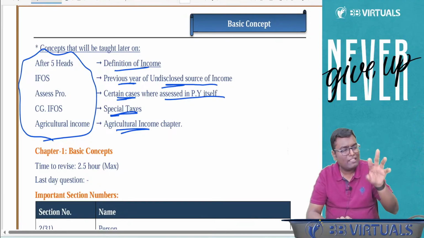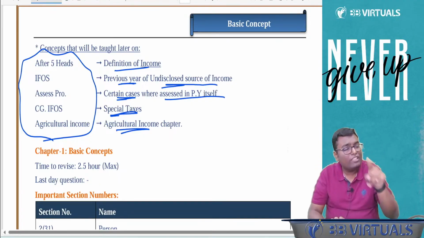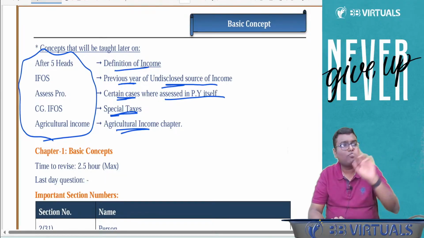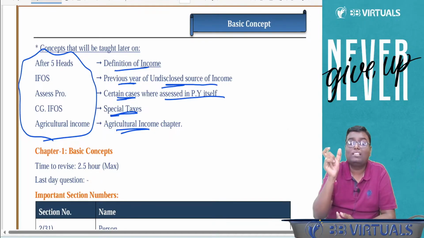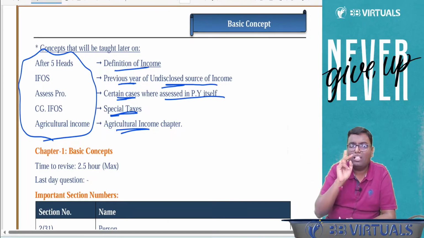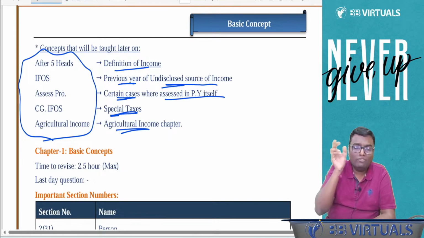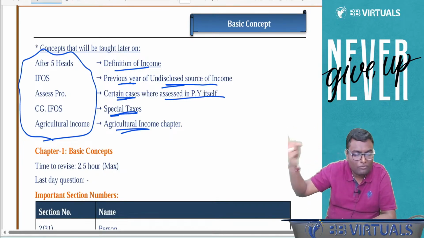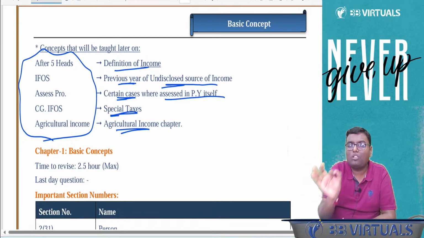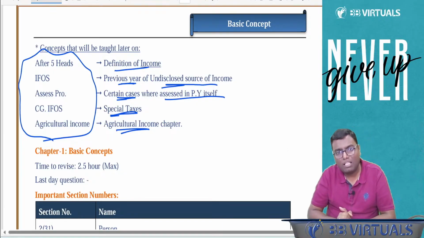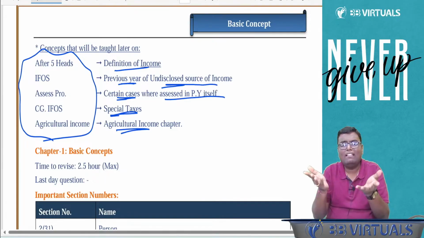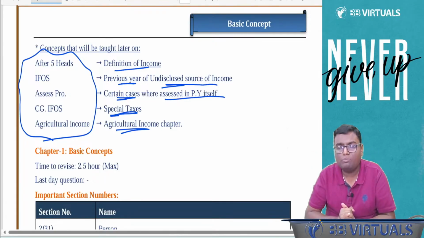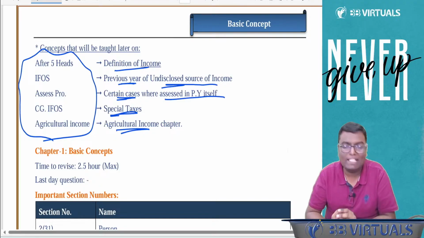If the last digit is 0, keep it as it is. If it is less than 5, lower side round off. More than or equal to 5, higher side round off. Then a concept called marginal relief. If there is a difference of income and there is a difference of tax, and if the difference of tax is more than difference of income, that excess difference is called marginal relief. Generally, this comes when your total income is very near to the threshold of surcharge. And hence, after deducting marginal relief, 4% health and education cess will be added.